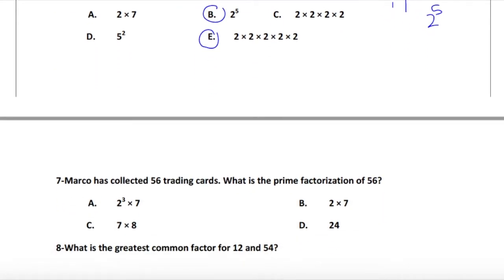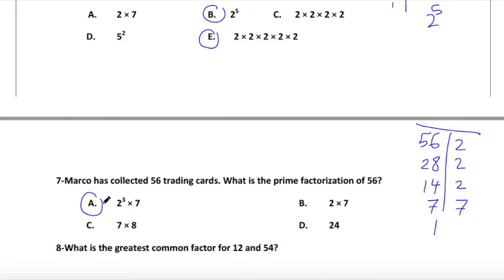Next one, Marco has collected 56 trading cards. What is the prime factorization of 56? We will factorize 56 divided by 2, here it's 28, 14 divided by 2, 7 divided by 7, 1. So it will be 2 to the power 3 multiplied by 7.